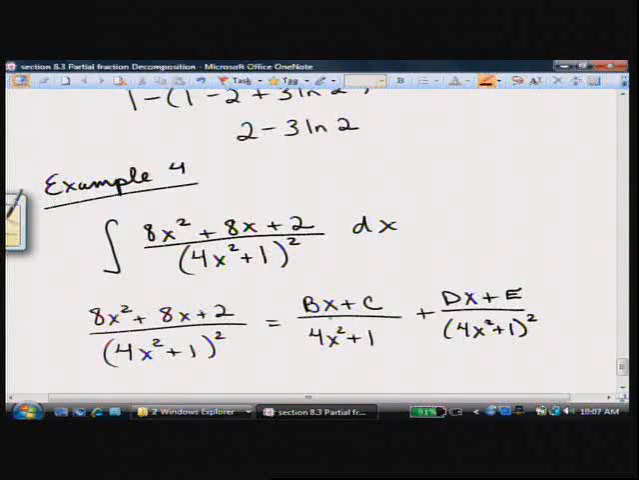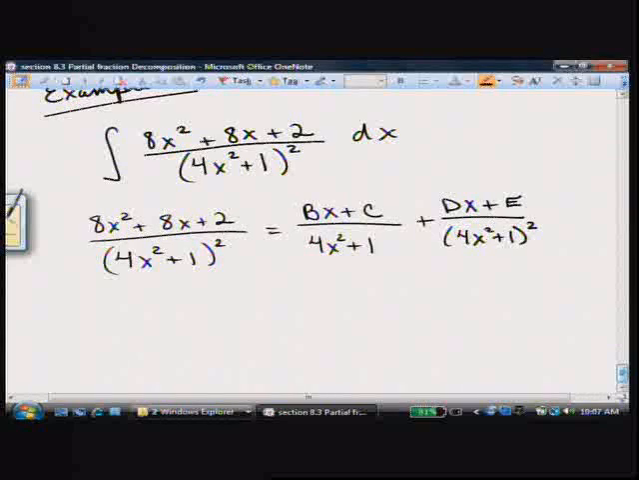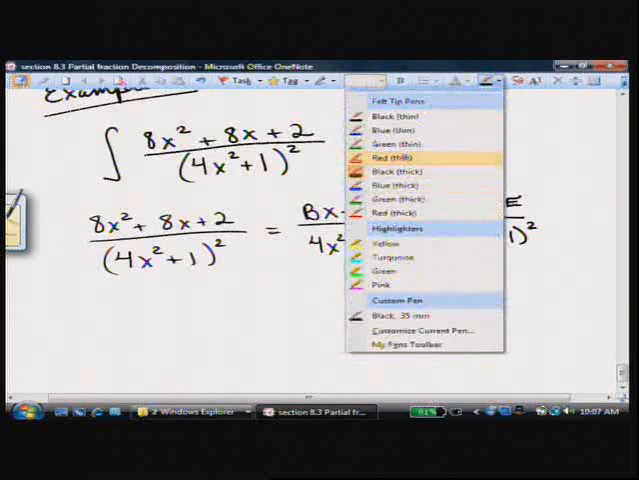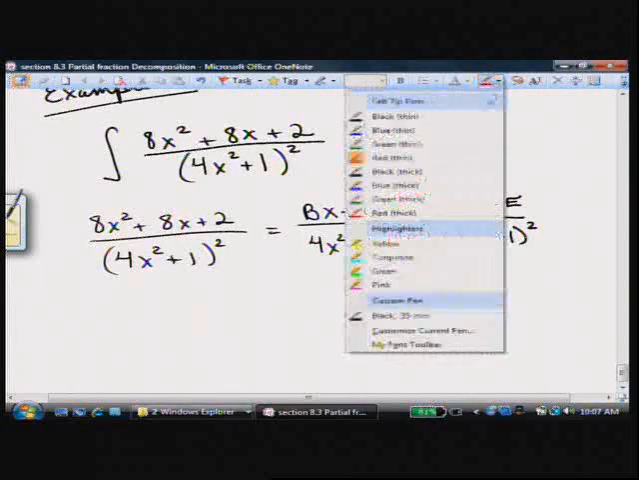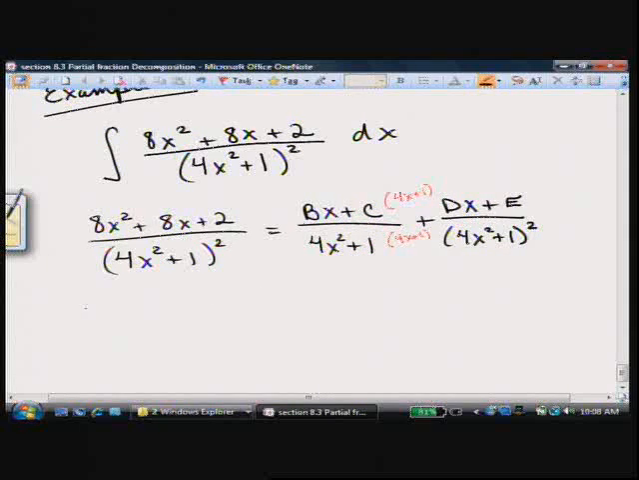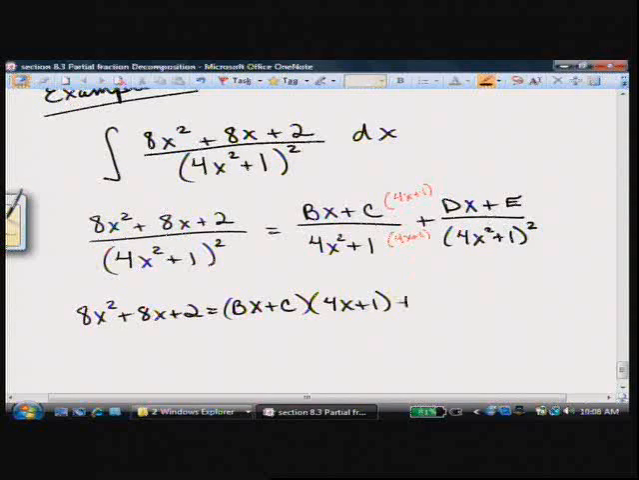So it doesn't matter what letters you pick. It's the fact that because your denominator is quadratic, your numerator has to be linear. It has to have an x in it. Does that make sense? Okay. All right. And so now you do your same thing as before. This one's going to need a 4x plus 1. But this one doesn't need anything because it's already good to go. So you're going to say that 8x squared plus 8x plus 2 is equal to bx plus c times 4x plus 1 plus dx plus e.